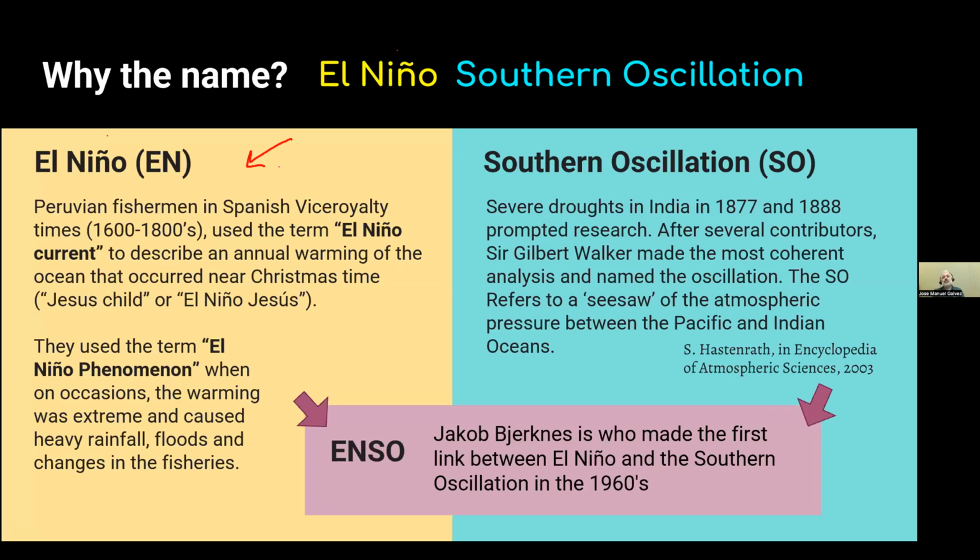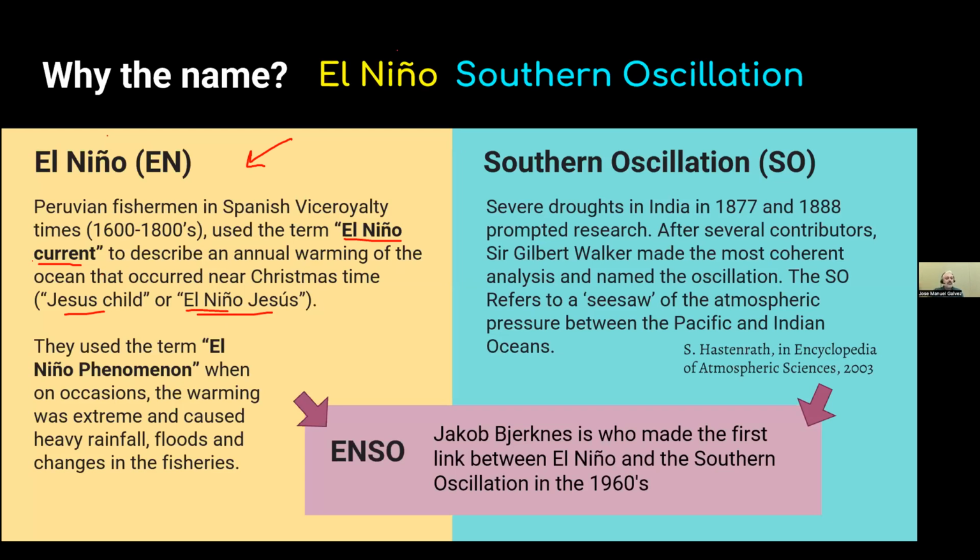At that time, it was all the viceroyalty of Peru, part of Spain, right? And Peruvian fishermen were eventually trained to be Catholic. They had a different religion before the Spanish came. They became Catholic and started celebrating Christmas, and they started using the term El Nino current for this warming of the ocean that usually started around Christmas. El Nino comes from El Niño Jesús in Spanish, which means Jesus the child. So El Nino is child. It comes from Christmas and from Catholicism.